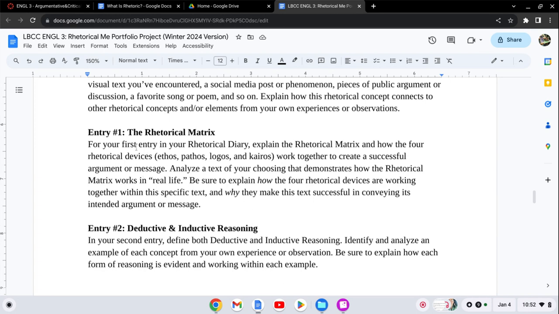So that's what this first entry will be on. You'll focus on the rhetorical matrix, which is these 4 rhetorical elements combined together and how they work together. Like I mentioned, there are some lecture videos that you want to make sure you watch carefully and take careful notes on. In the first entry, you're going to explain what the rhetorical matrix is, and then you're going to find an example from your own experiences or observations to analyze, to show how those 4 rhetorical devices are all working together within that specific example, okay?